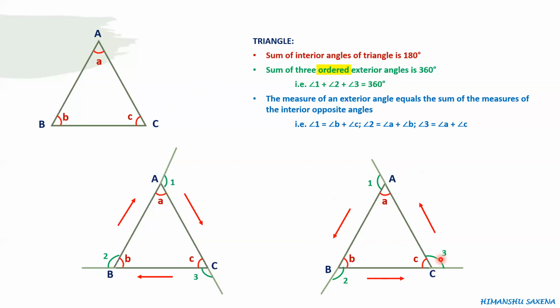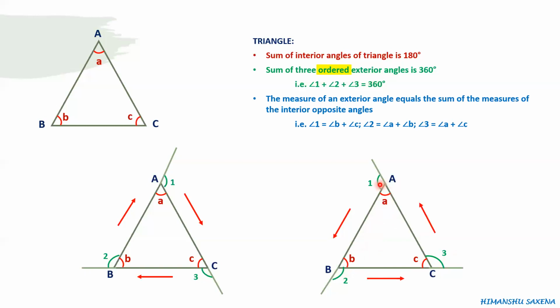Another important result is that the measure of an exterior angle is equal to the sum of the measures of interior opposite angles, which means this angle 3 is equal to the sum of A and B, because these are interior opposite angles. So these are interior angles and they are opposite to angle 3. So angle C is adjacent and angles A and B are opposite angles. So angle 3 is equal to A plus B.